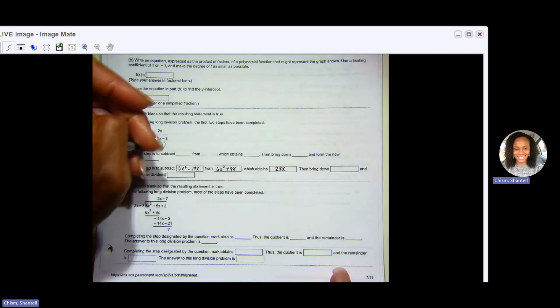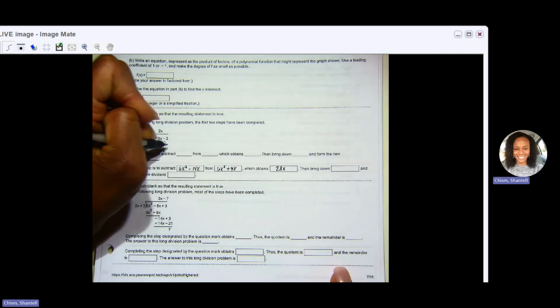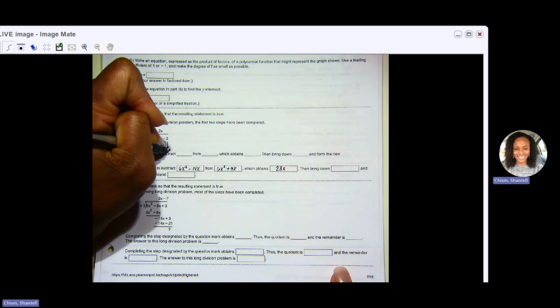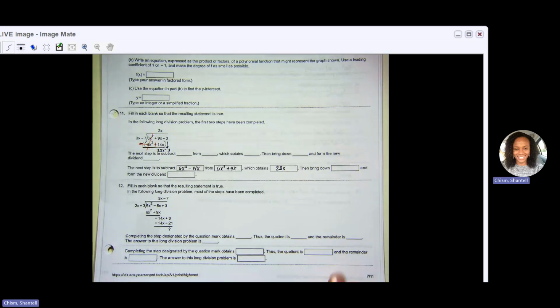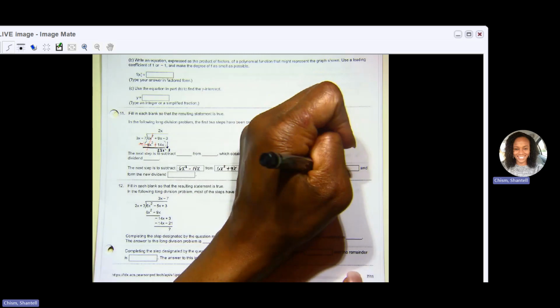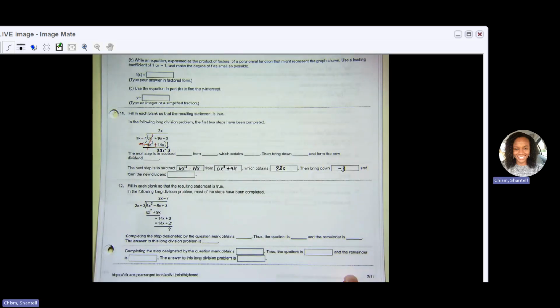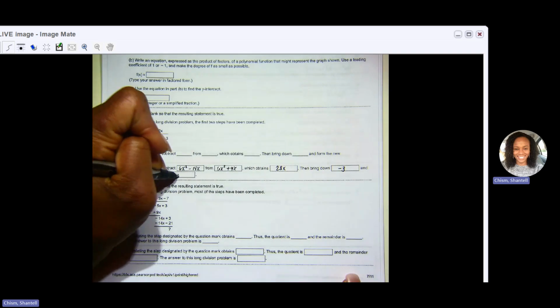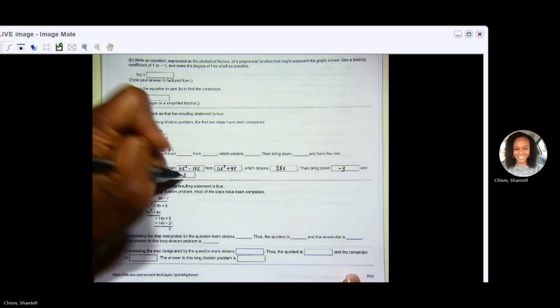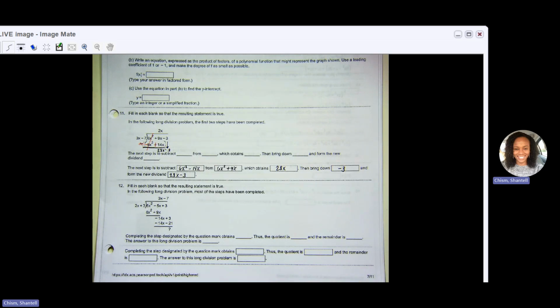And then after the subtraction, you would bring down, because that would be placed right here, and then you would bring down that next term. Then bring down the negative 3, and that forms a new dividend, which is 23x minus 3.